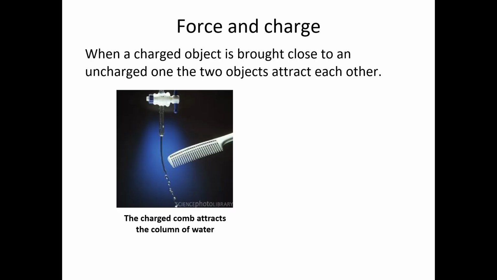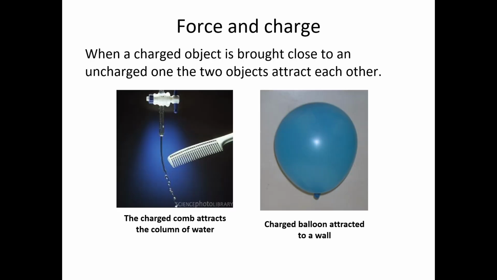Now, in terms of force on a charge, you might have seen demonstrations where a column of water might be interrupted or bent by something charged like a rod or a comb. Or you might have charged a balloon and attracted it to a wall, for example. When a charged object is brought close to an uncharged object, in this case the wall or the water, the two objects attract each other.